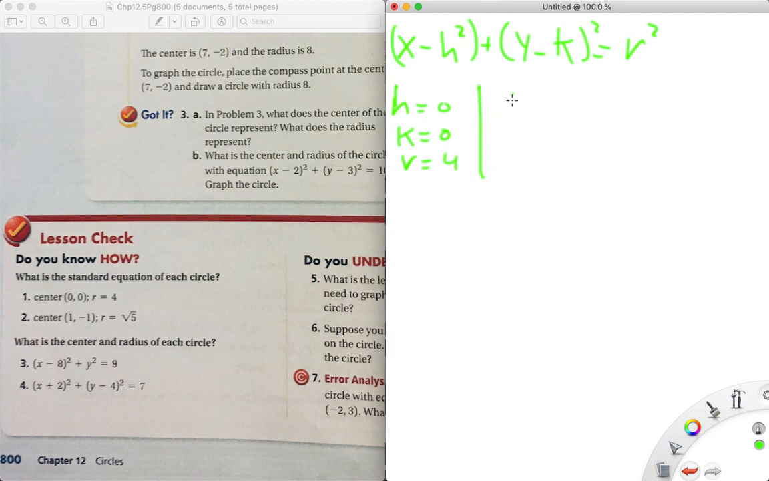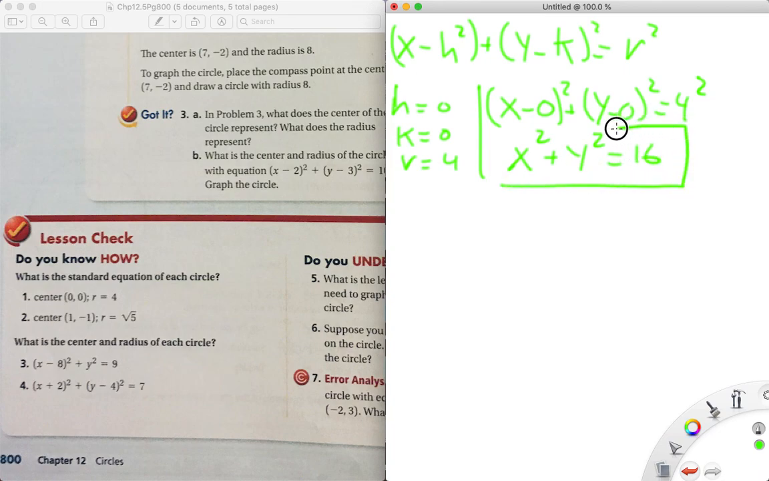So when we write this equation out, it's going to be x minus 0 squared plus y minus 0 squared equals 4 squared. Well, x minus 0 is just x, so that's going to be x squared. Y minus 0 is y, so it's going to be y squared. And then 4 squared is 16. So our equation of this circle would be x squared plus y squared equals 16. So that's number 1.